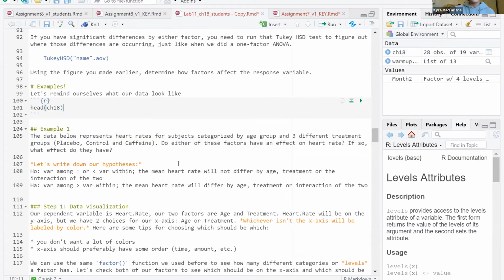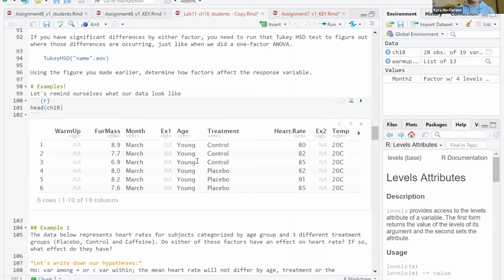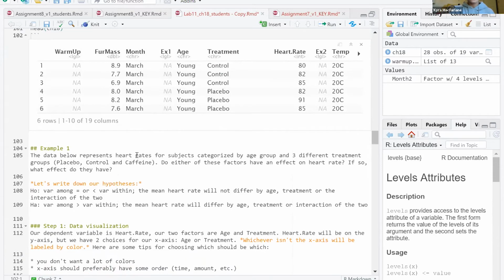Okay, so let's run through the first example. Looking at our data, I already see that we have three columns: age, treatment, and then heart rate. So the data below represents heart rates for subjects categorized by age group and 3 different treatment groups: placebo, control, and caffeine. Do either of these factors have an effect on heart rate? If so, what effect do they have?